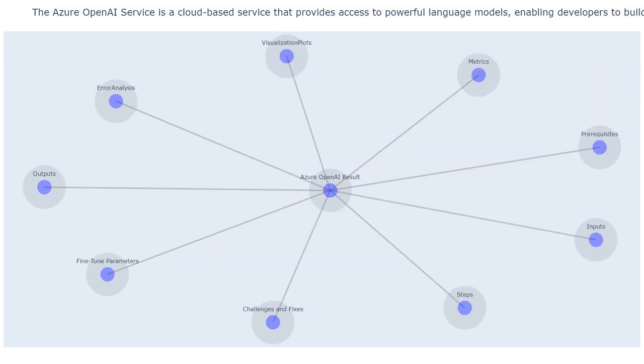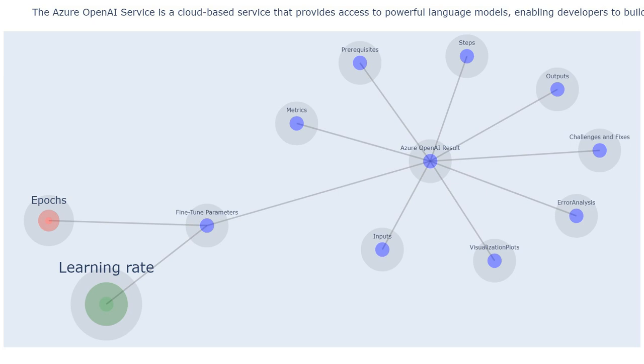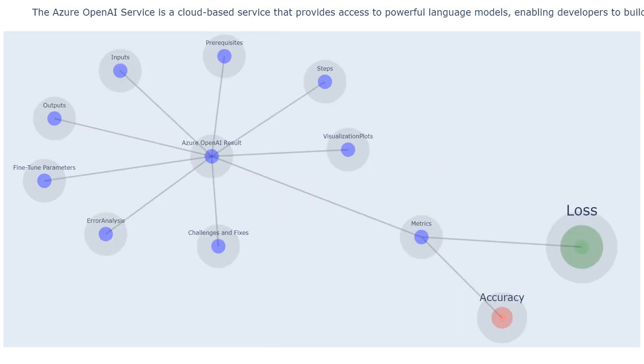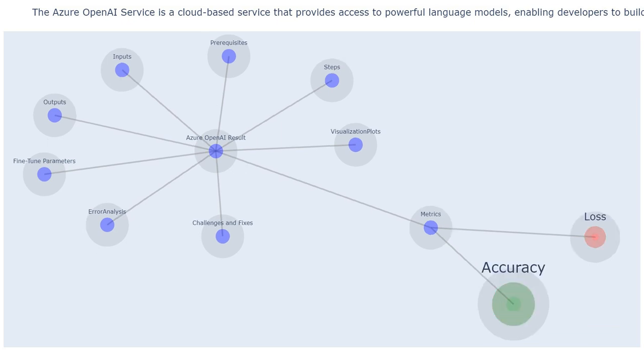Fine-tune parameters. Learning rate is a parameter that determines the step size for adjusting the model's weights during the training process. Epochs define the number of passes through the training data during the fine-tuning process, impacting the model's convergence and performance. Metrics. Loss measures the difference between the model's predictions and the actual values during training. Accuracy reflects the model's ability to correctly predict the desired output based on the input data.